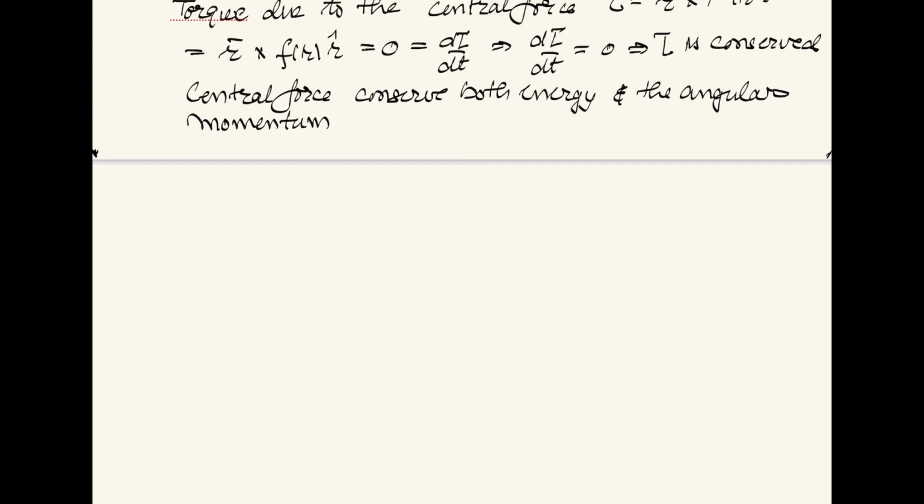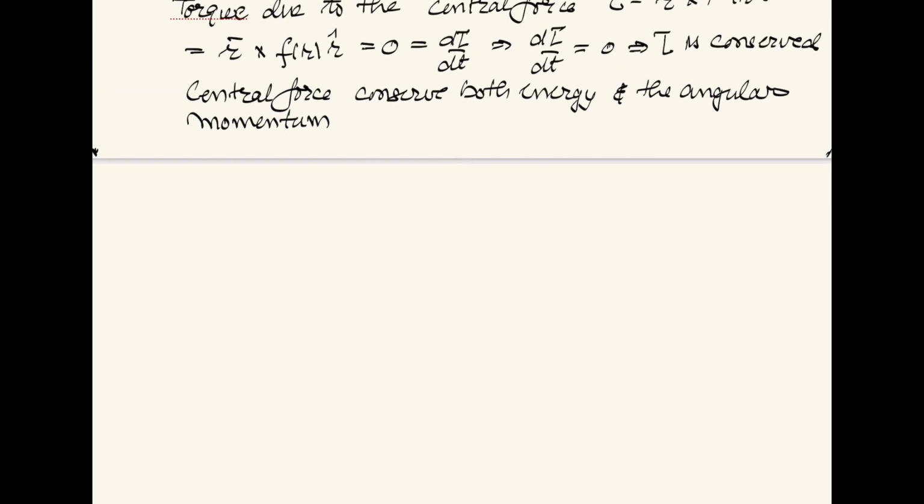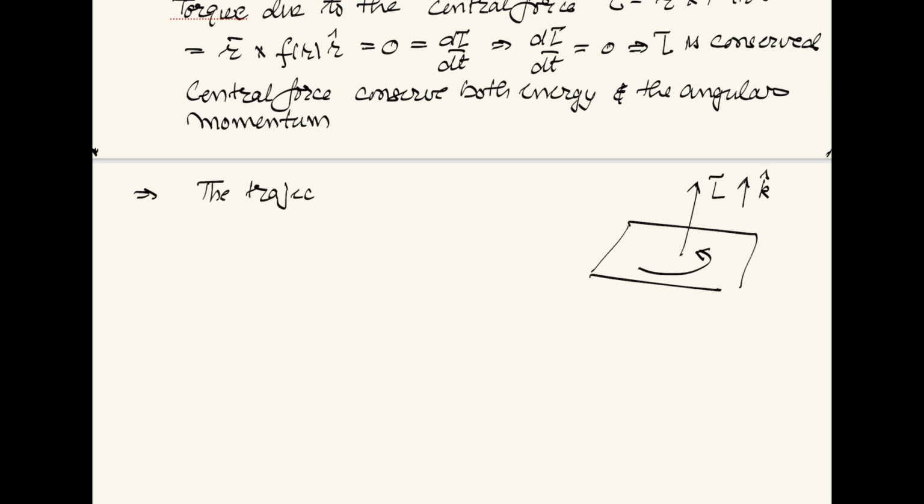So now let's see what happens when the angular momentum is conserved. It means that the particle has to travel in a plane. Supposing this is going to be my L vector, and I'm going to choose my coordinate system such that my z axis points along the angular momentum vector, then the particle must have a trajectory that has to be along a plane that is perpendicular to the angular momentum vector.